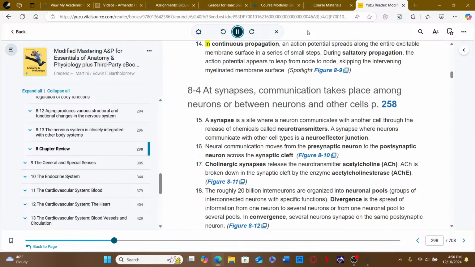Spotlight figure. In continuous propagation, an action potential spreads along the entire excitable membrane surface in a series of small steps. During saltatory propagation, the action potential appears to leap from node to node, skipping the intervening myelinated membrane surface.